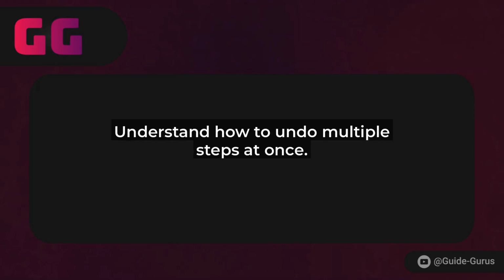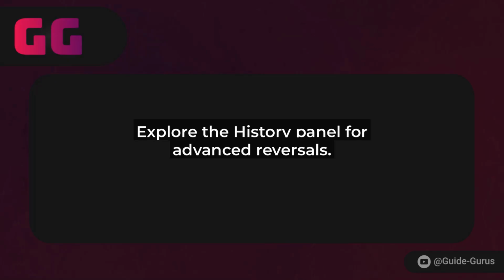Now, for those of you who love keyboard shortcuts, Weebly makes it even easier. On a PC, hit Ctrl+Z to undo, and on a Mac, it's Command+Z. This is a game changer for speeding up your workflow. But remember, some actions like publishing might not be fully undoable, so always double-check before you go live.